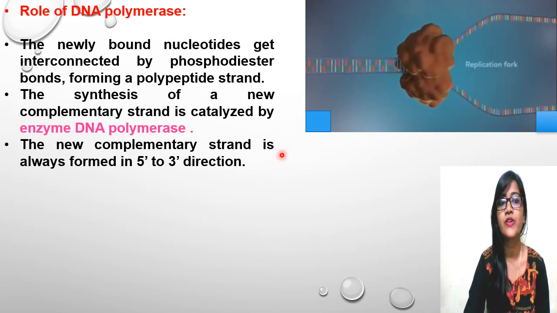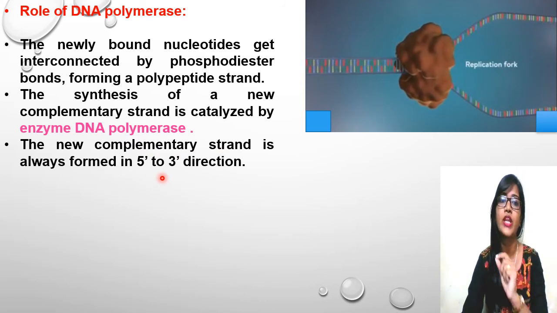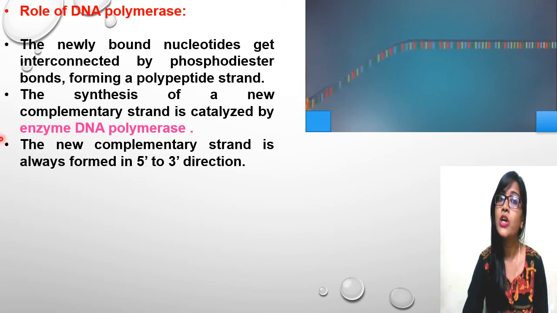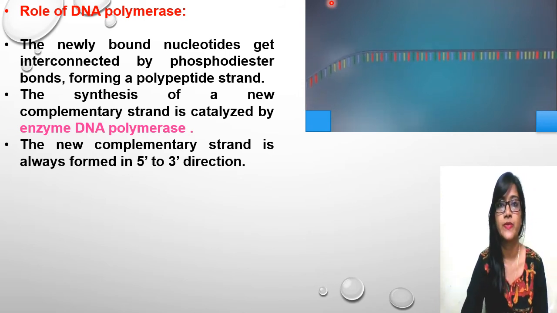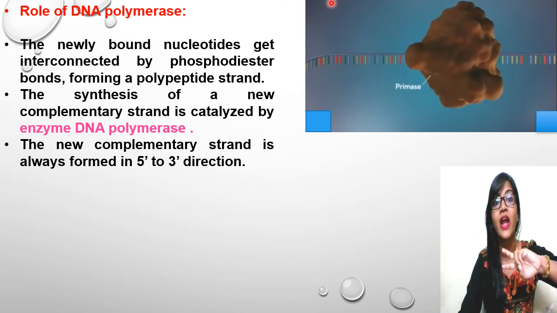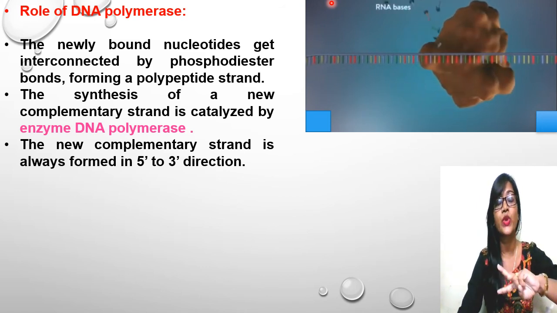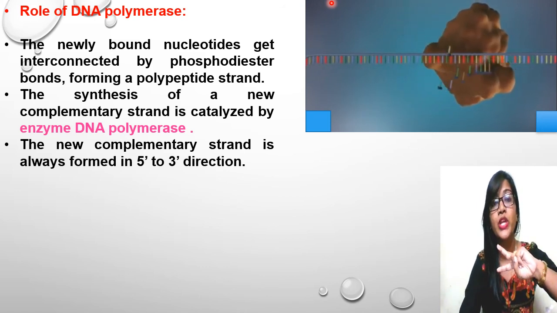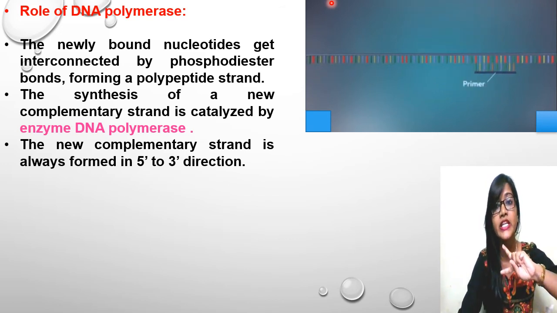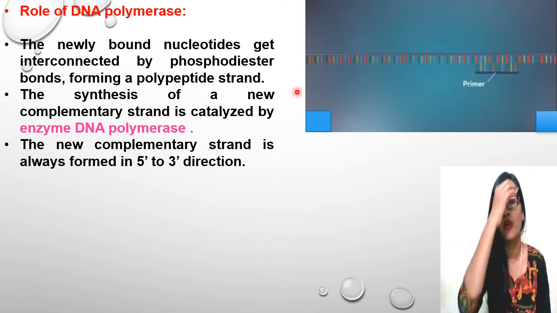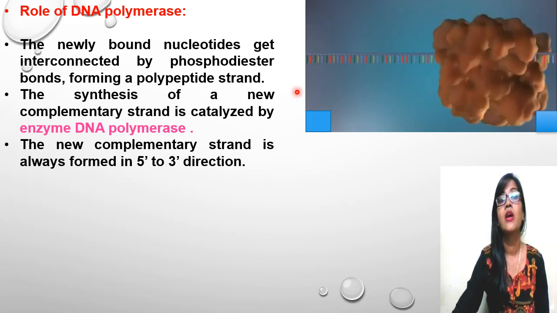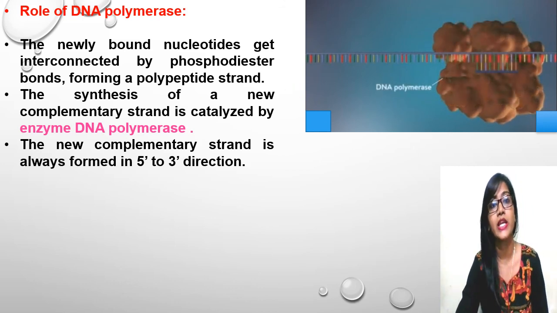The new complementary strand is always formed in the 5' to 3' direction. That direction is very important because there are two strands and they are anti-parallel. So one strand is formed in a continuous manner, and that is called the leading strand. The other is formed in the form of chunks, or small fragments, and that is called the lagging strand.